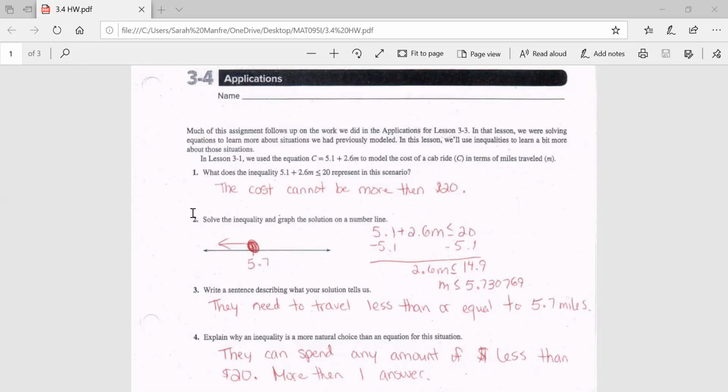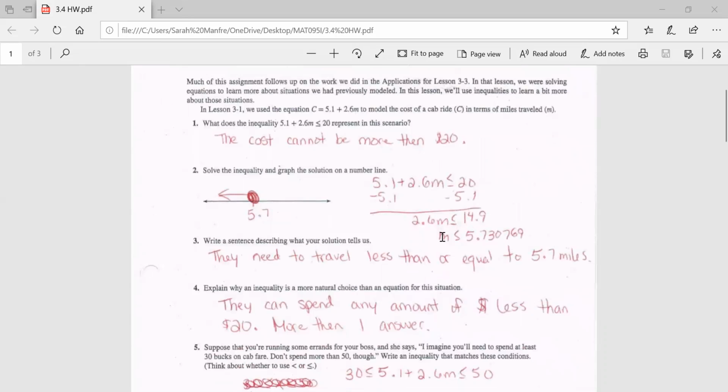Go ahead and solve this inequality. We have to subtract 5.1 from both sides first, and then divide by 2.6, which gives you an answer of M is less than or equal to 5.73, and so on. So 3, what does this describe? Write a sentence describing what your solution tells us. It says they need to travel less than or equal to 5.7 miles in order to not spend more than $20.